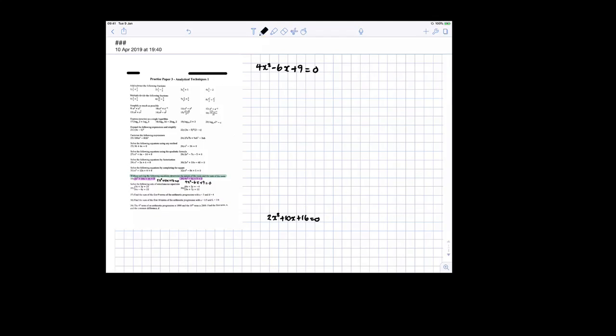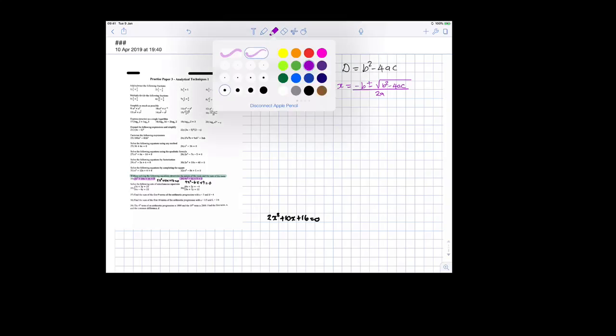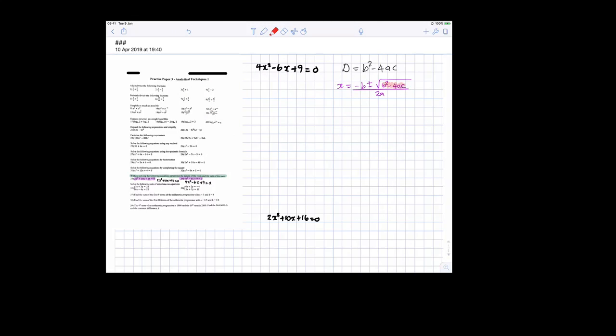So we use what is called the determinant D, and the determinant D is b squared minus 4ac, and that's all from the quadratic equation for the solution to x being equal to minus b plus or minus square root of b squared minus 4ac divided by 2a. So basically this here is that there.